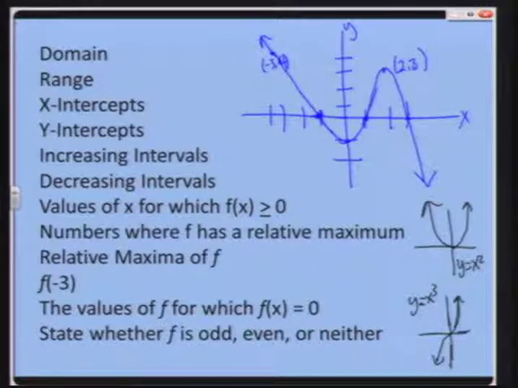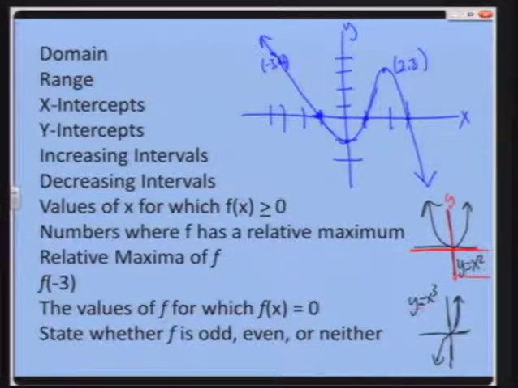If I graph down here y equals x squared, do you notice that if I fold it along the y-axis, the two sides would meet? That's because when we have an even function, it's symmetric with respect to the y-axis.